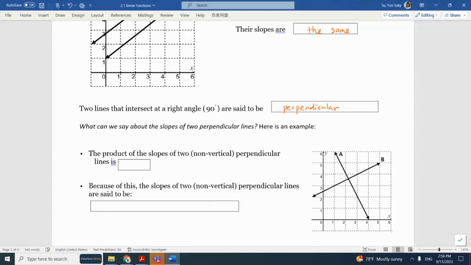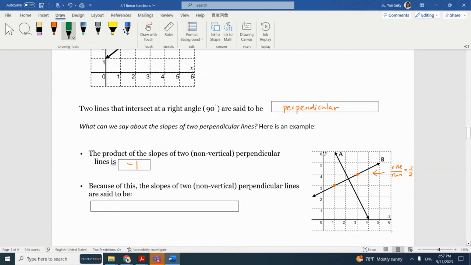Do you know the product of the slopes of two perpendicular lines is -1? Okay, so why is that? You can look at these two lines as an example. Let's find the slope of each line. What's the slope of this one? Remember, slope is rise over run. Do you see you go to the right 2 units and go up 1 unit? So rise over run is 1/2.